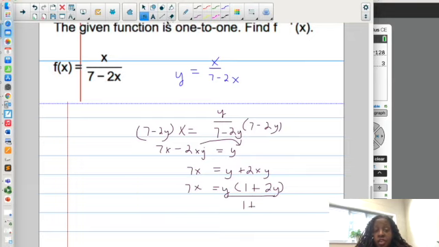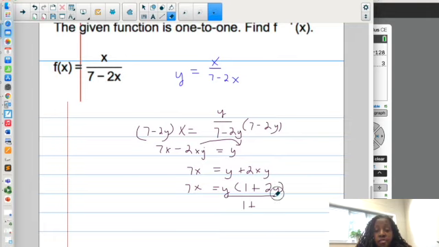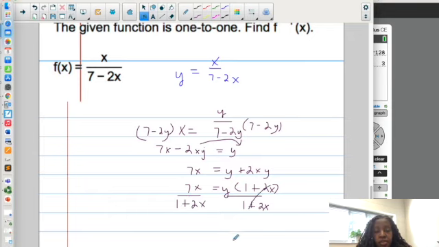Divide by this quantity in the parenthesis, 1 plus 2y on both sides. I'm sorry, that should not be 2y, it should be 2x. Y'all know a teacher makes at least 2 mistakes a day. You can count them. 1 plus 2x, I need to say. So divide by 1 plus 2x on both sides, as I have done. Cancel that out, and you're left with y equals 7x over 1 plus 2x.